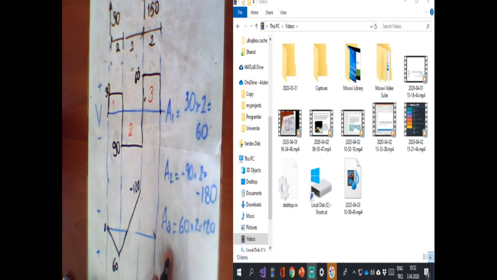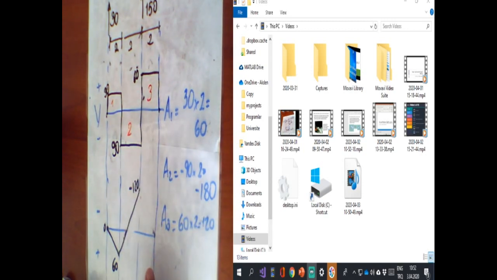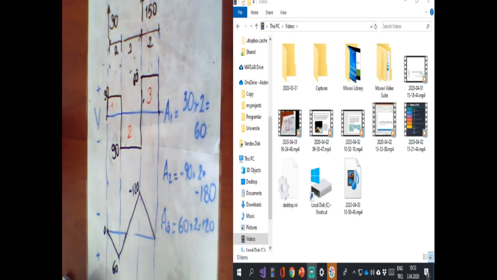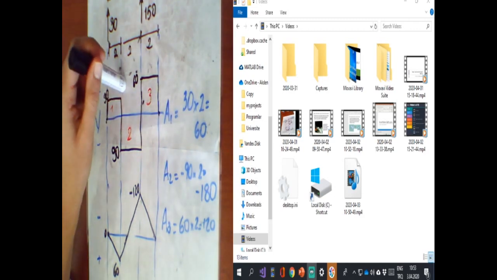The third is A3, which is positive 120. If I add it to the minus 120, I obtain 0. Also, that's the proof that my calculations are correct. If I do not obtain 0 at the end of our calculations, we made some mistake in the calculation or areas, and we have to go back and check our calculations. These are our moment and shear force diagrams.